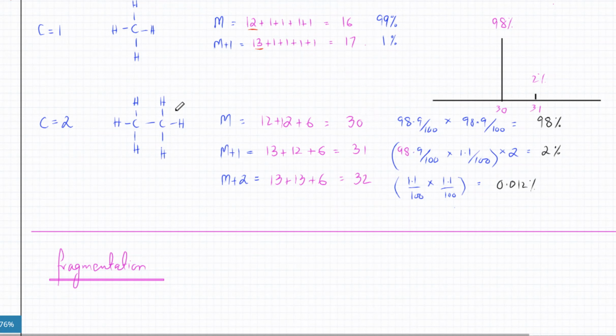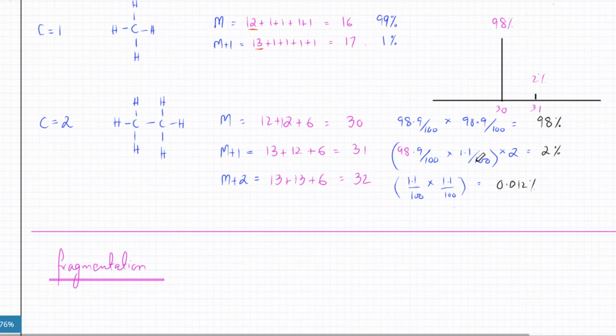So the molecular ion will have a mass of 30. Or one of the carbons could be 13, so the mass would become 31. It would be a heavier molecule and it would be detected less. And the third one is both of them could be 13, which would give you a mass of 32. So is that clear? You're going to get 3 different masses for this molecular ion. You clear? Yes.